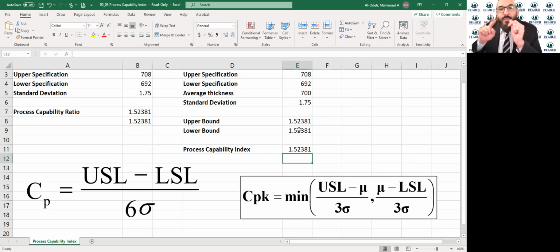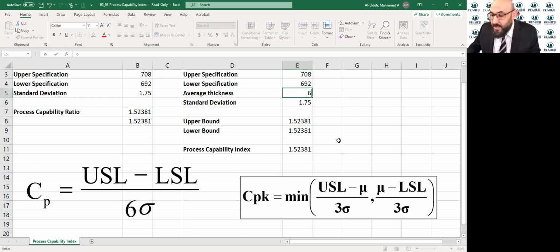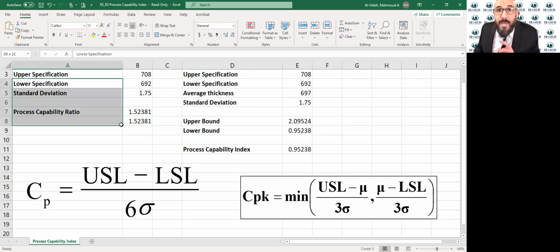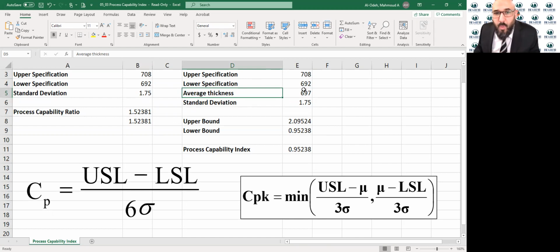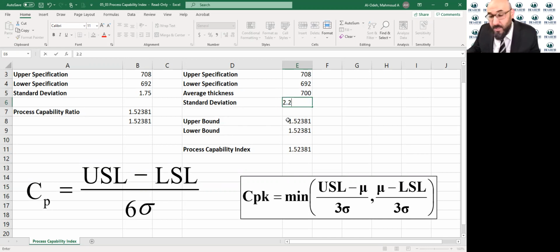So let's take a look at what happens if we change the average to 697 and see how that makes the process incapable. The process is potentially capable. However, in the actual work, we found the average thickness to be 697, which results in a process capability index of 0.95. We took the minimum between these. So the average will have an impact on the capability calculation and capability analysis. So let's go back and change this to 700. How about if the standard deviation is increased to 2.25? It is still capable, since these are more than one. It's not perfectly centered, but it's capable.